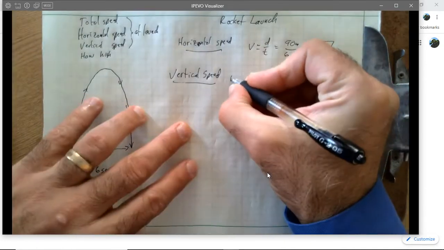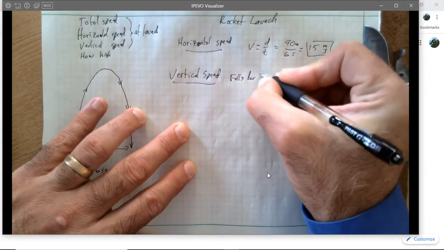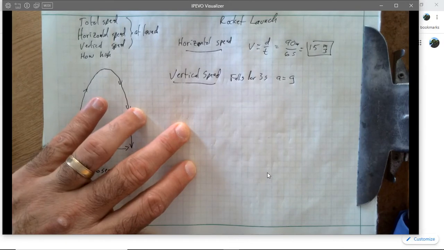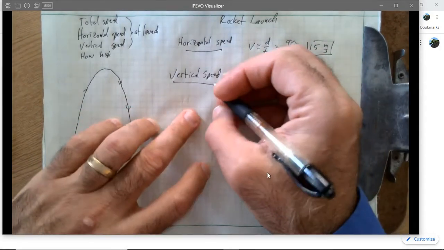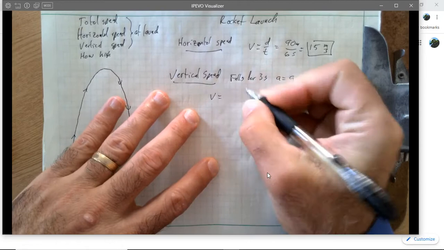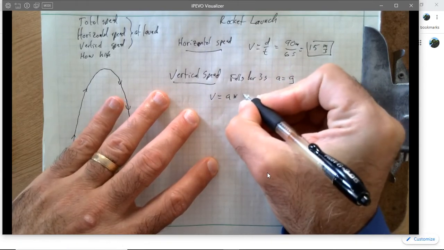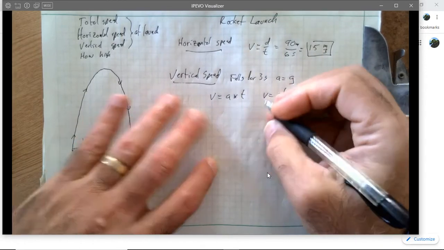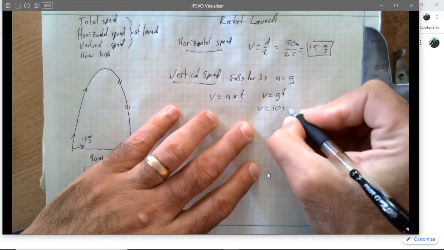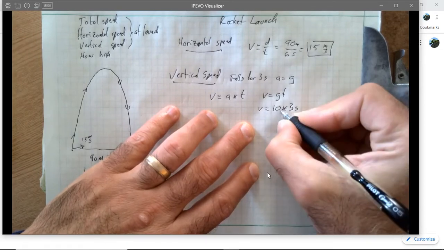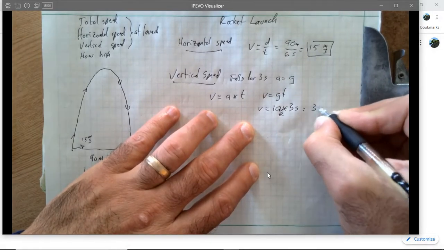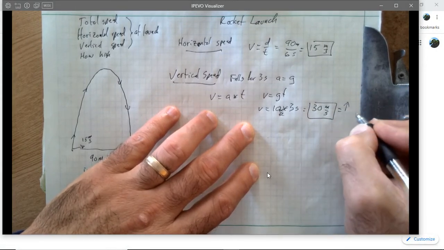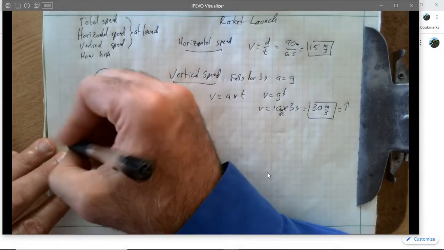So it falls for 3 seconds, and the acceleration is equal to g because it's in free fall. We're allowed to use 10 for this one. So the equation we're going to use is speed is equal to acceleration times time. And the special case in this one is v equals gt. So the final speed is equal to 10 meters per second squared times 3 seconds, which equals 30 meters per second. That's the vertical speed.